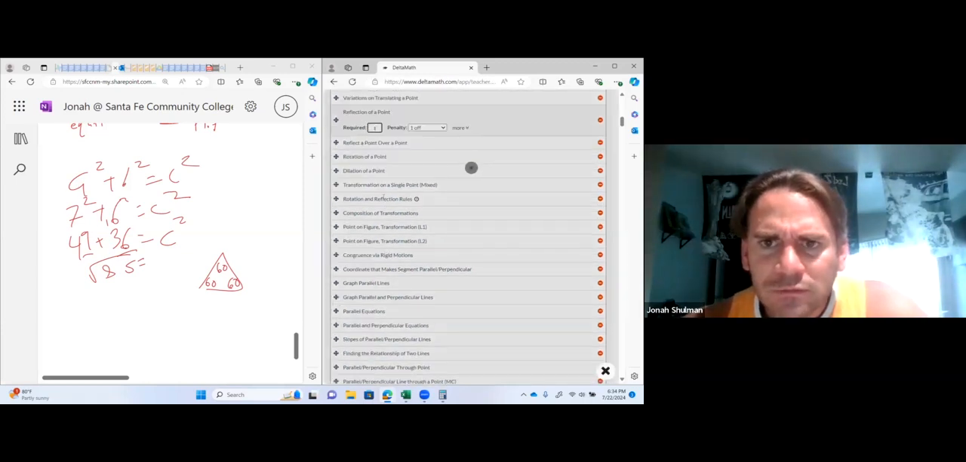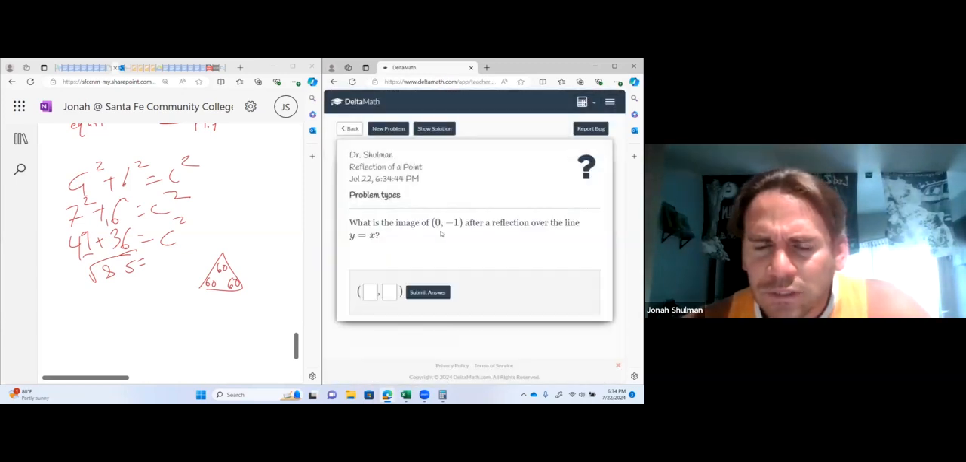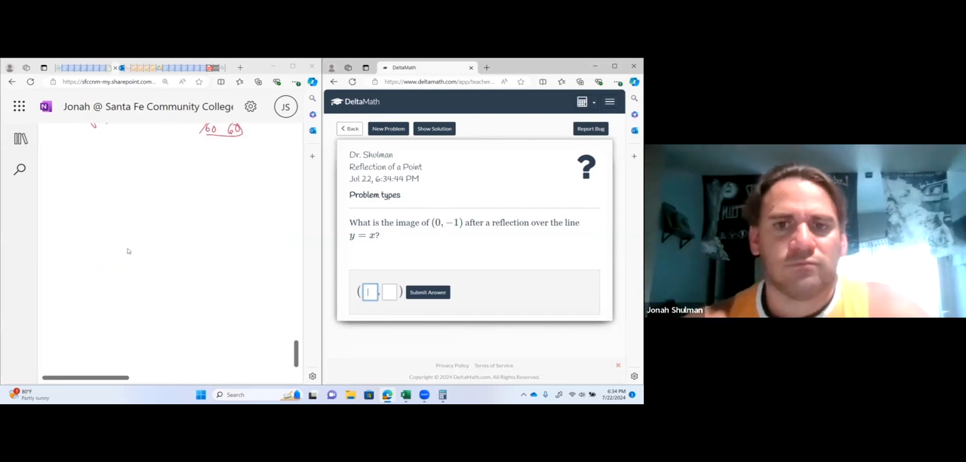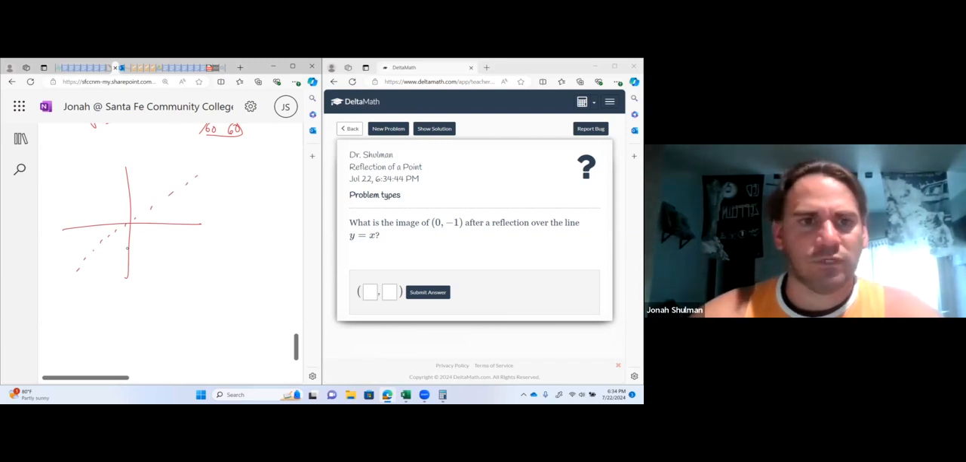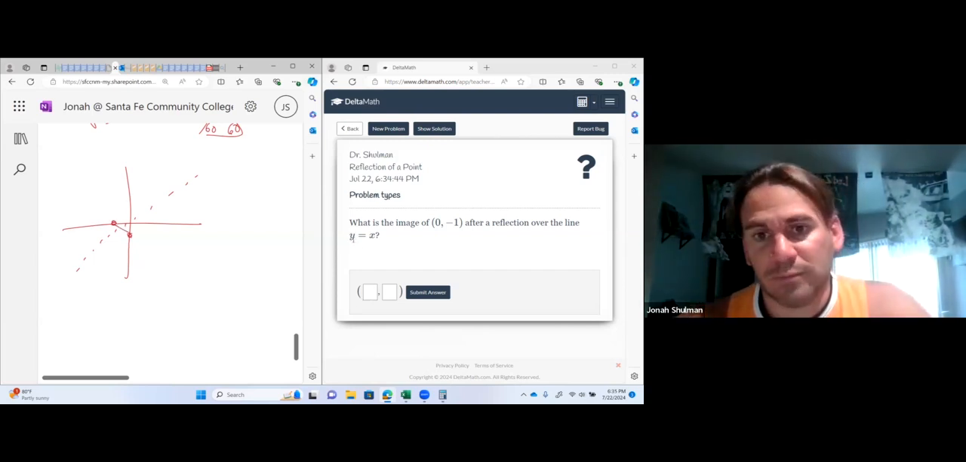Reflection of a point. If we reflect it over the line y equals x, so if we're reflecting anything over this line y equals x, doesn't matter what it is. So we have 0, -1. It's just going to be the opposite term. So it's going to be -1, 0. You just flip them. The y becomes the x becomes the y.